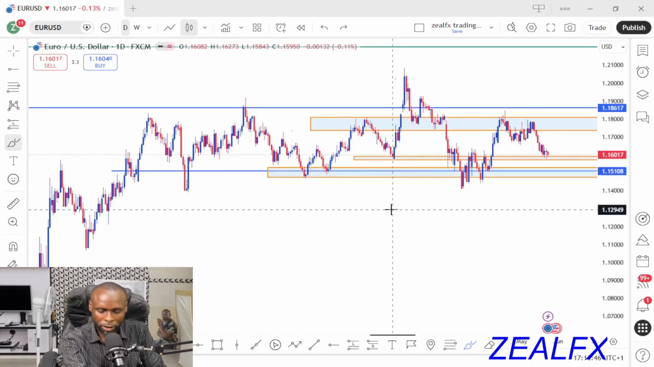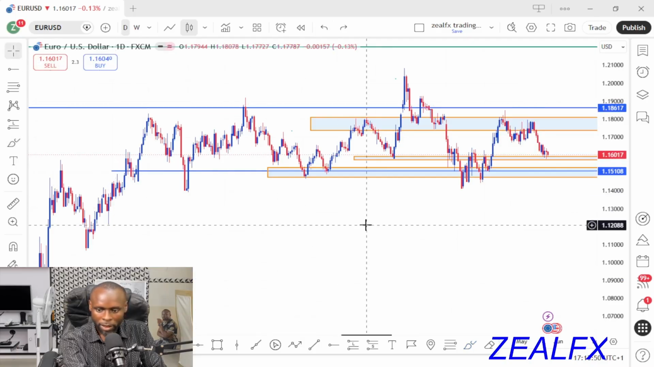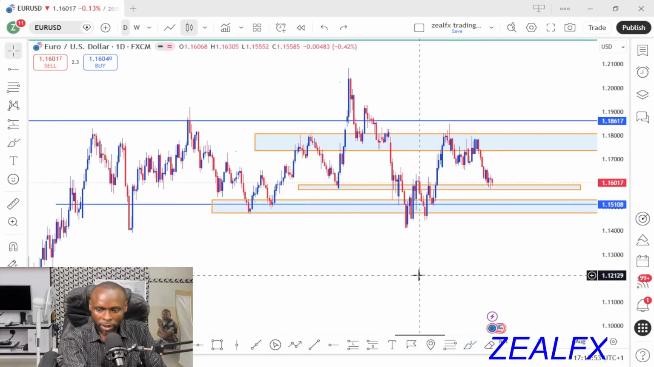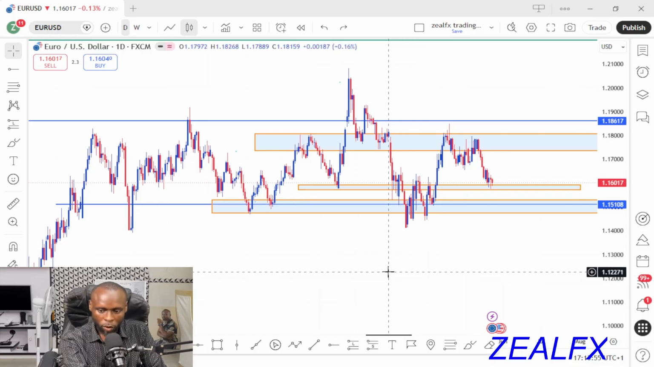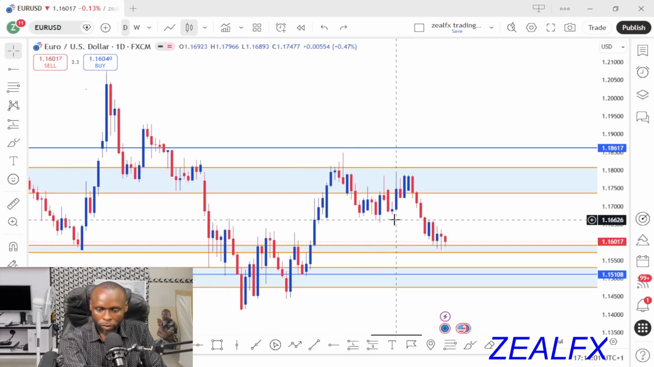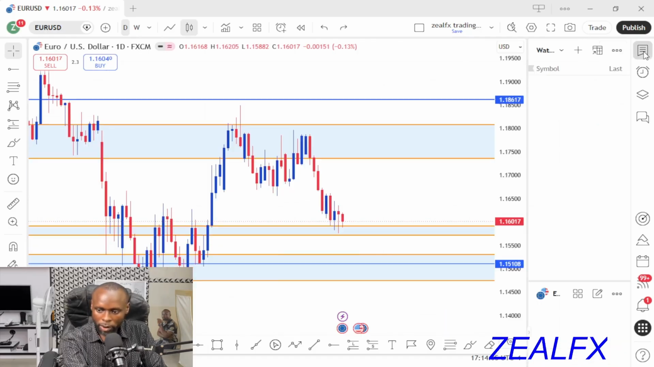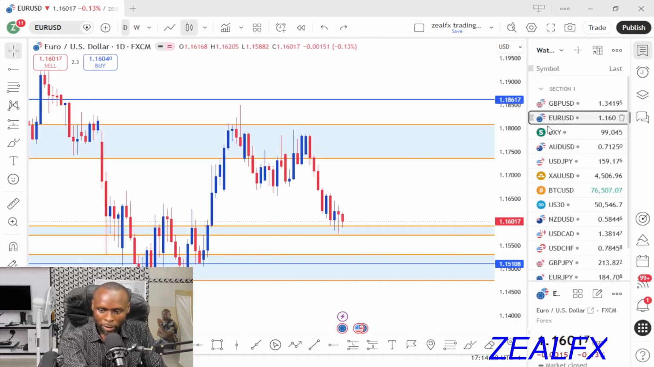So let's look at the structure of price on the Euro USD on the daily time frame. The major structure still remains on a sideways trend, but the inner structure of the Euro USD still remains on a downtrend. So that is for the Euro USD. So let's look at the next pair.